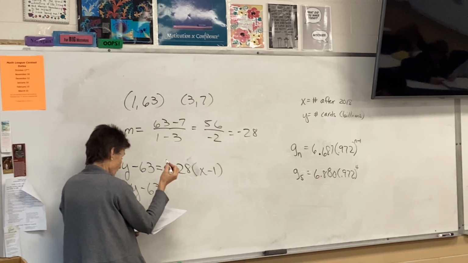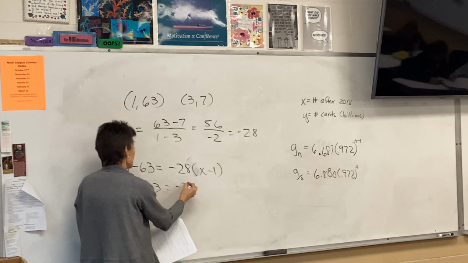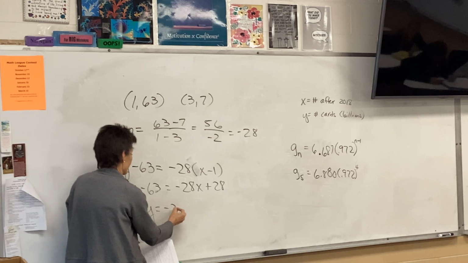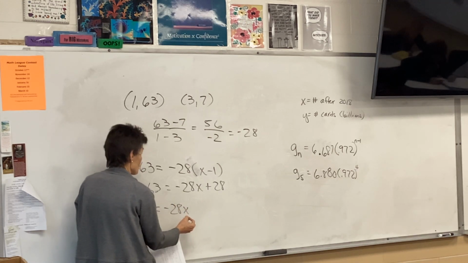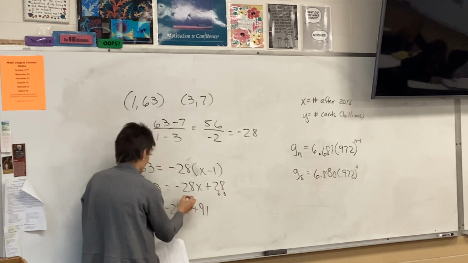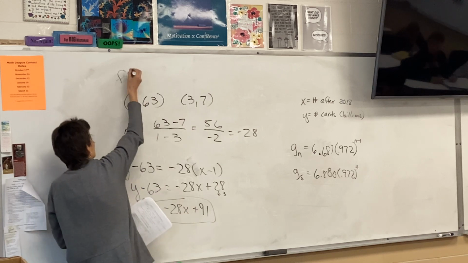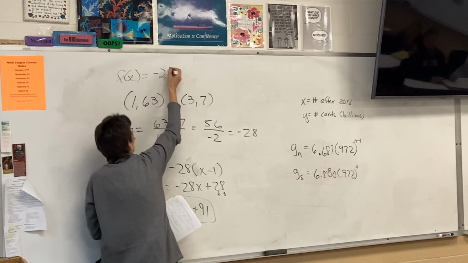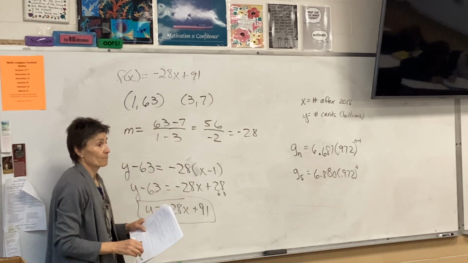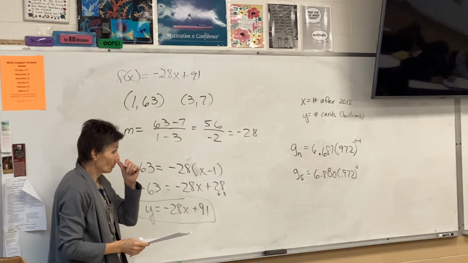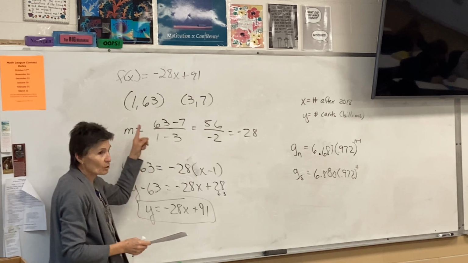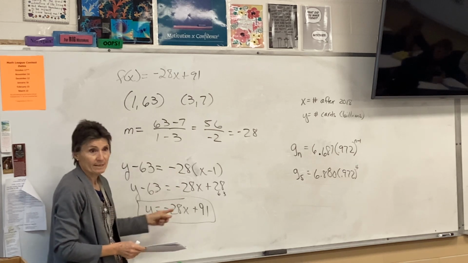I'm writing a linear function though, so I gotta get y by itself, so I'm gonna go ahead and distribute. And my linear function is, does that look okay to everybody? My linear function, negative 28x plus 91. Okay, if you struggle with that, I need to smack you. This is just writing the equation of a line, right?